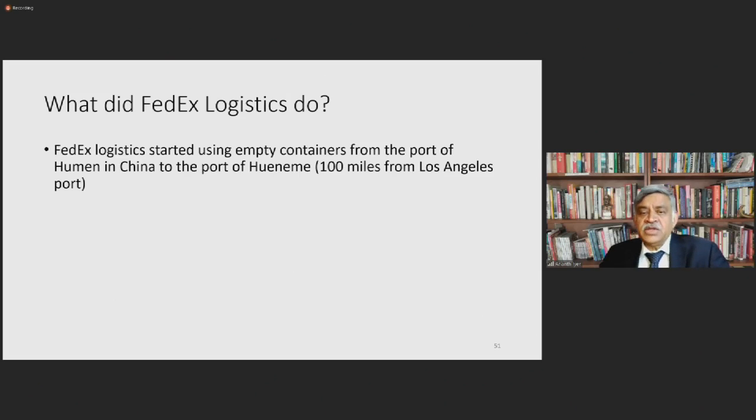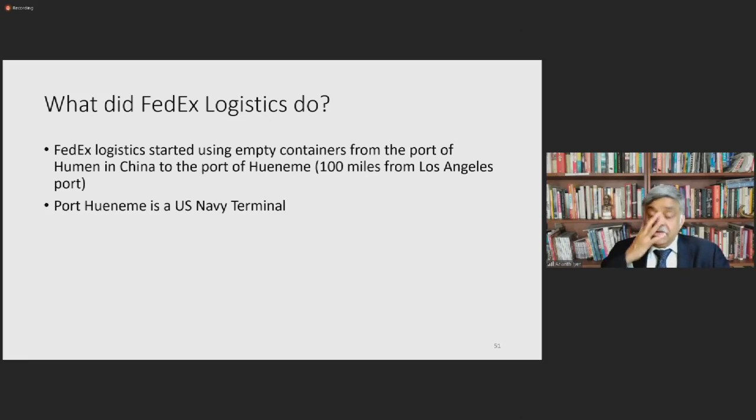FedEx Logistics was importing a large number of empty containers. Now, I know we have our friends from Wabash here, so I'm sure there's probably a reason why FedEx is importing containers rather than buying them here from Lafayette. But FedEx was importing empty containers from China, and they were importing them from the port of Hueneme, I hope I'm pronouncing this right, 100 miles from Los Angeles. What did they do? Well, Port Hueneme is a US Navy terminal, if you move forward. And what they did is they were shipping about 300 units of the 53-foot containers per sailing.